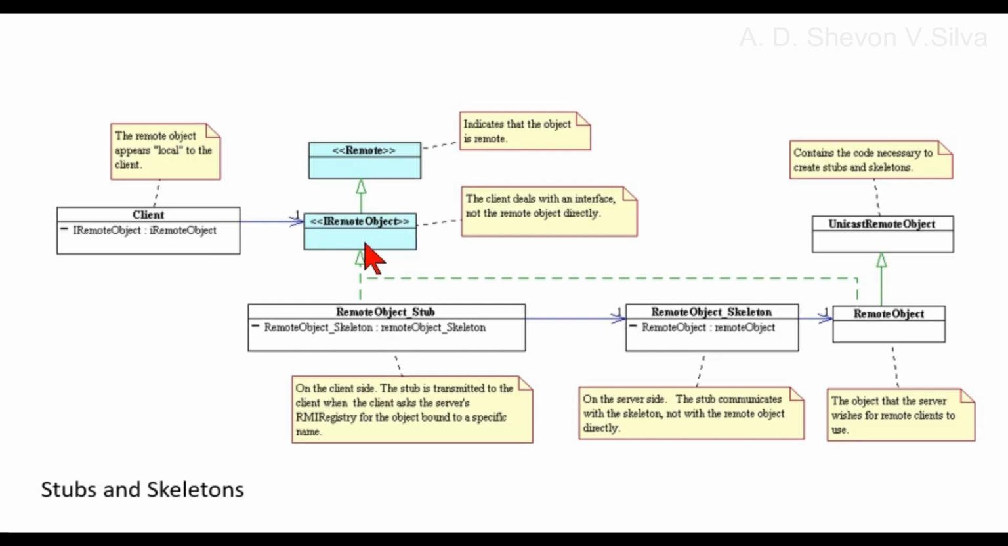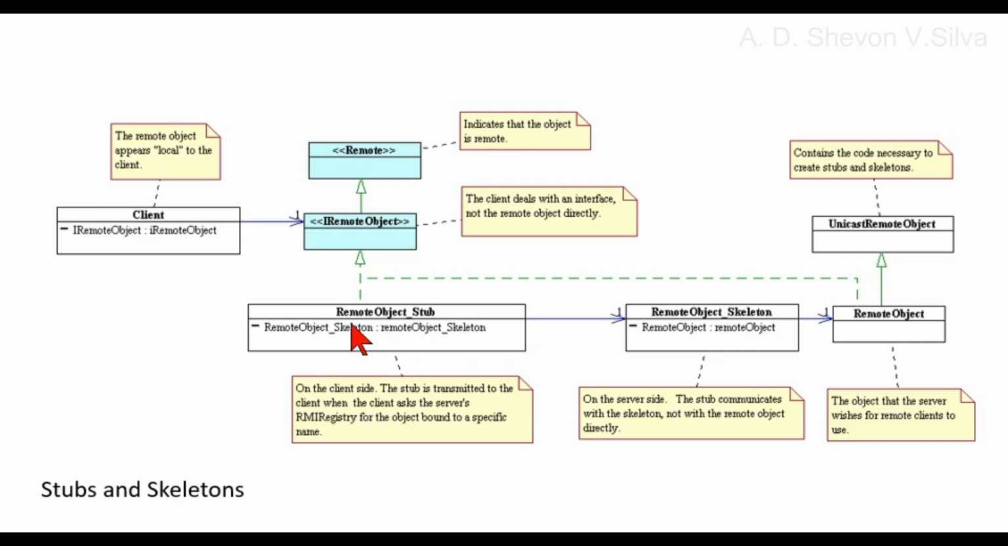Here you can see Remote indicates that the object is remote, and here you can see remote object stub, remote object skeleton. On the client side, the stub is transmitted to the client when the client asks the server's RMI registry for the object bound to a specific name.